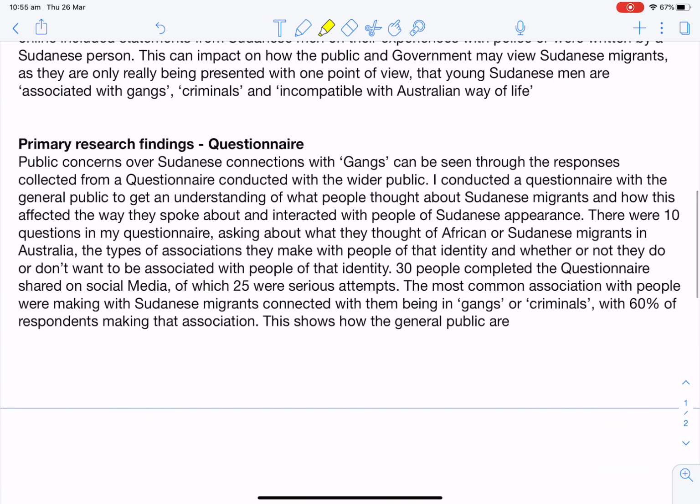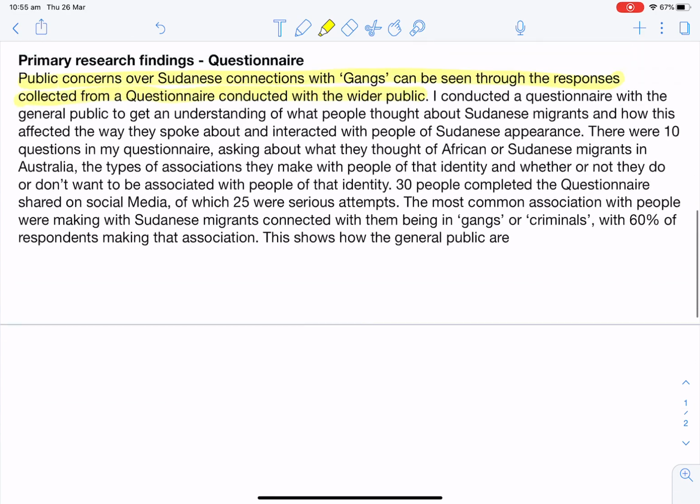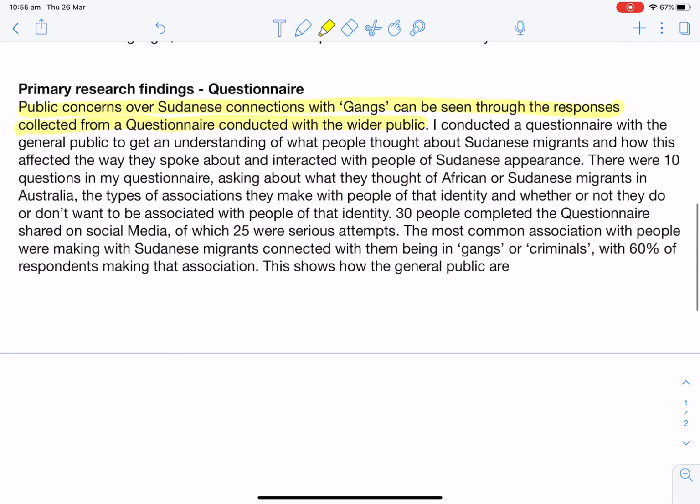Another way you might be able to use this is doing, say, a questionnaire. So again, this starts off with what the connection is into the point you were just making, what the point was up here. And then how, so again, a statement of how it was conducted, so the types of questions that were asked, who was asked, the amount of questions that were asked, and so forth, and the fact that there were 25 serious attempts, and this might happen, guys, you will share your questionnaire online, and you might get people that attempt it that are not serious, and that is okay.